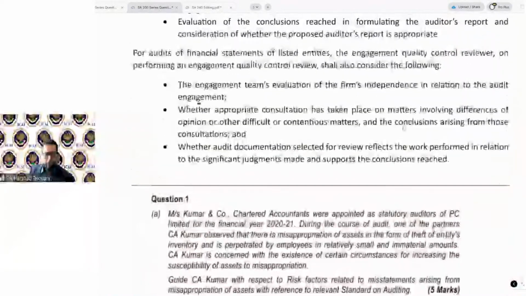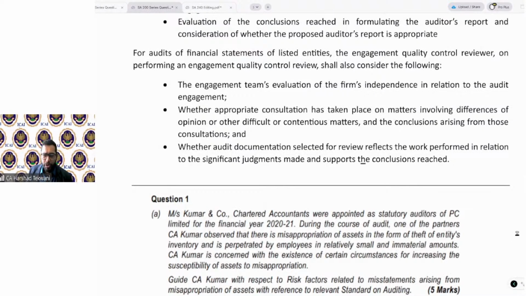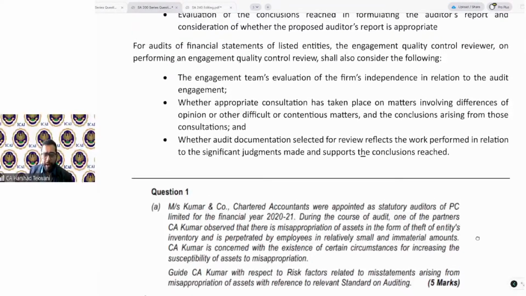Now let's look at one of the questions. It's from the past question. It has been there for 5 marks. Messrs. Kumar and Company were appointed statutory auditor of PC Limited for the financial year 2021.